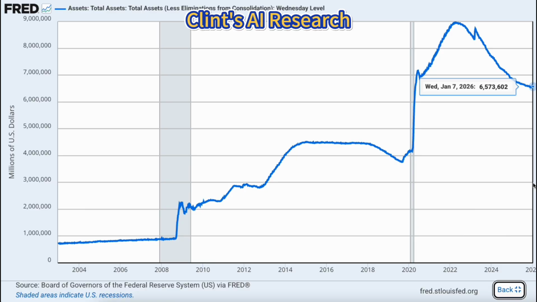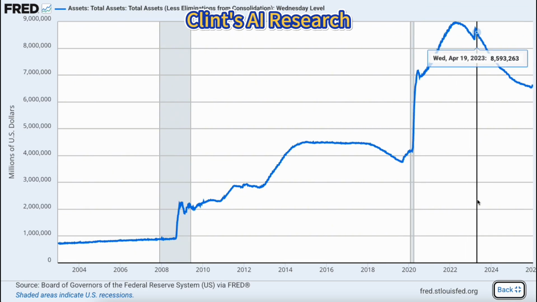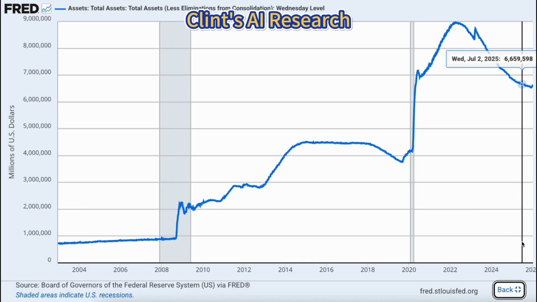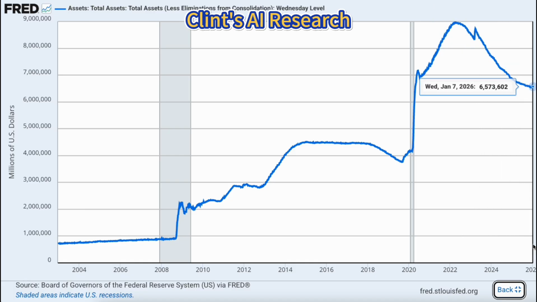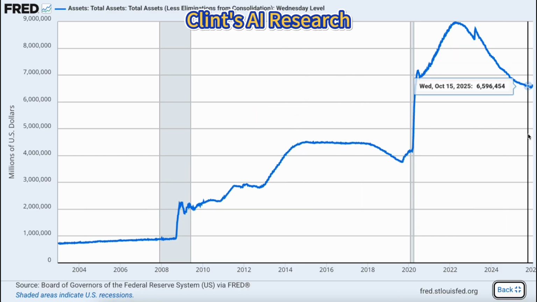Summary table for investors. Fed trend, market environment, investor action. Expansion, up, easy money, bullish: overweight growth and risk assets. Contraction, down, tight money, volatile: focus on quality and defensive assets. Flattening, ending QT, current phase, 2026: accumulate quality as liquidity stabilizes.